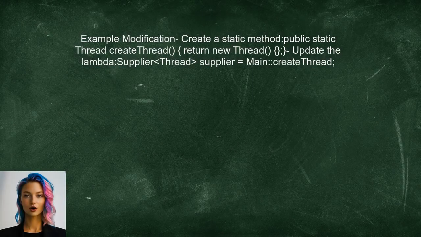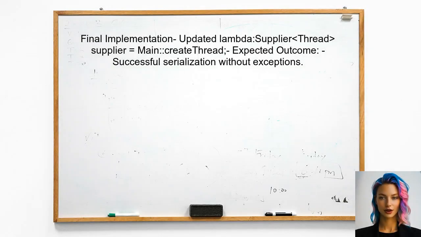For example, the user can create a static method that returns a new thread. This way, the lambda will not capture the main instance and serialization will succeed. By implementing this change, the user should be able to serialize the lambda without encountering the not serializable exception. This aligns with the Java language specification regarding lambda expressions and serialization.